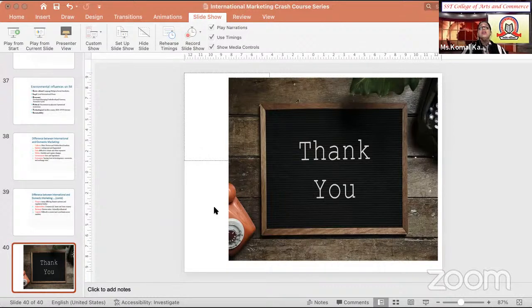So I really wish you all the very best for your studies as well as for your examination. Your examination will be best when you study properly. So just go through all the concepts. Read one page at least thrice. Then the conceptual clarity will be of high level.